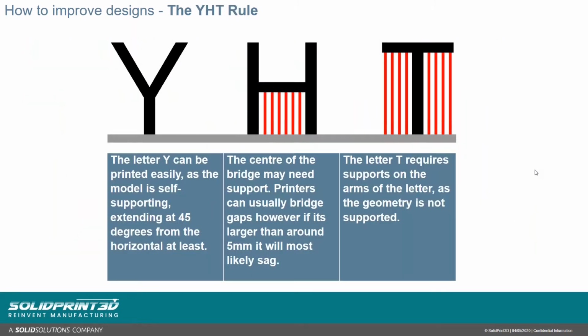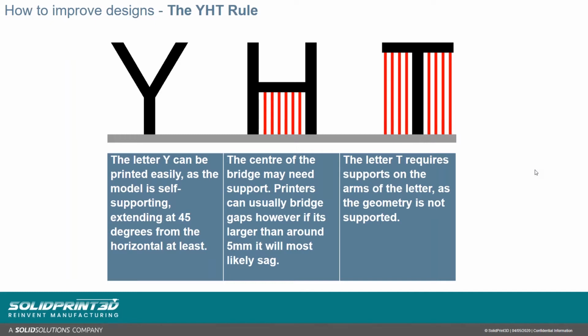So kind of continuing on from that, how do you improve your designs, linking from the 45-degree rule onwards? So a nice way to think about it is the YHT rule. I said a continuation on from the 45 degrees. So we'll start with the Y on the left-hand side. Your Y is going to be the nicest to print out of those three letters in that orientation anyway. Because of the forks effectively coming up from the Y at 45 degrees to the horizontal at minimum, it can build on top of itself. It can print out that shape absolutely fine.